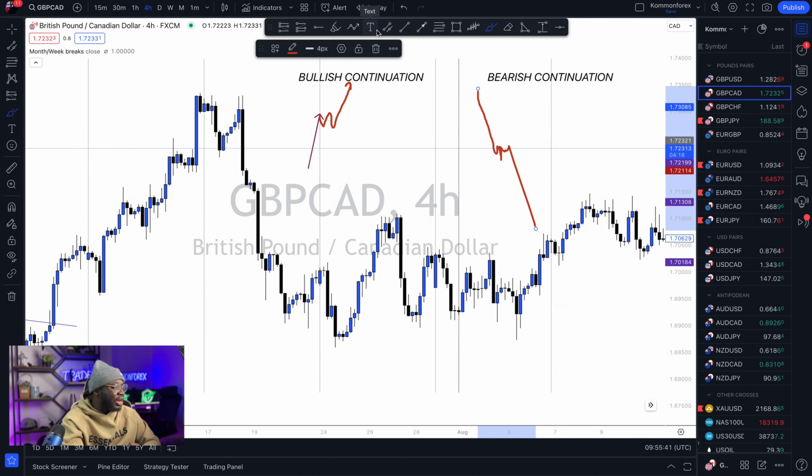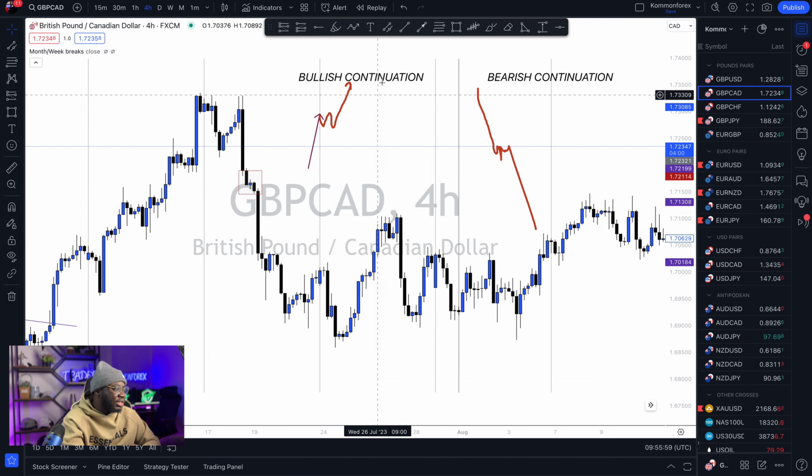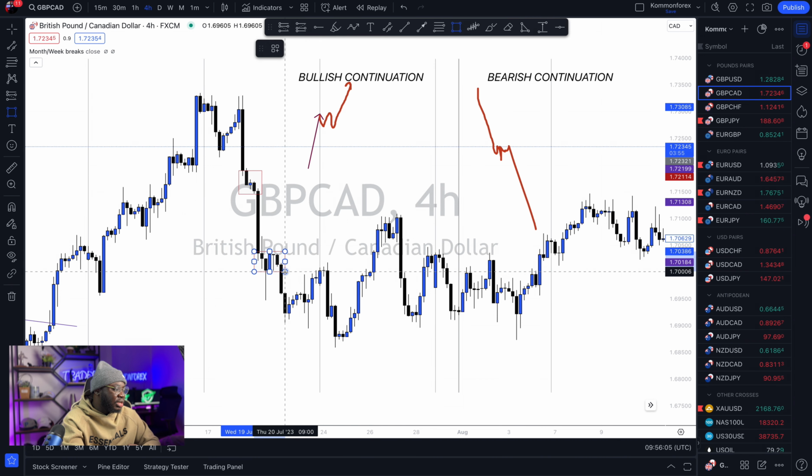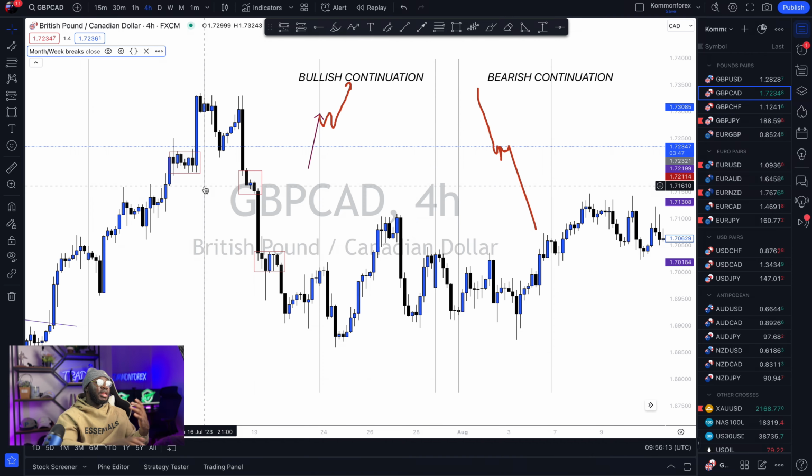So if you look here, you can clearly see one happening on here. Right after this long drop, it consolidated nicely, continued again, gave another long drop, consolidated nicely, dropped to the downside. Then the bullish continuation was the opposite here. Right after this long rise, it consolidated nicely and broke to the upside. This is all you need.